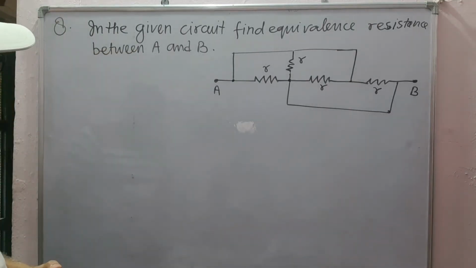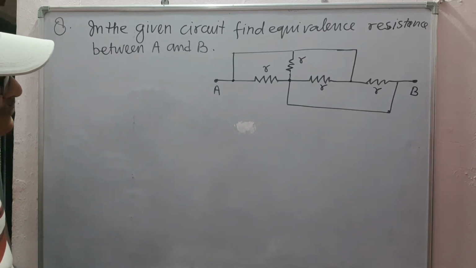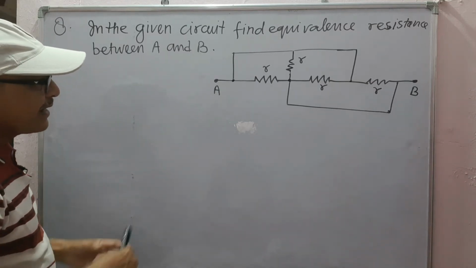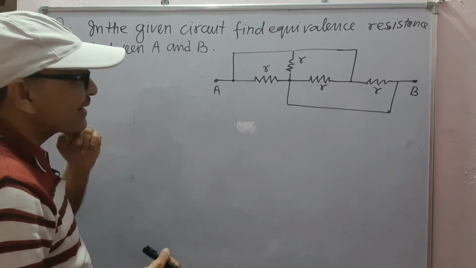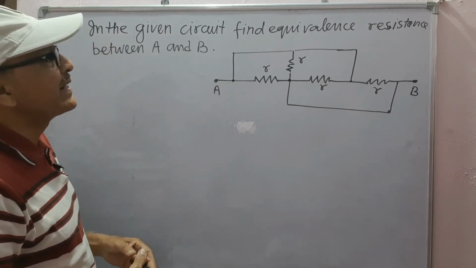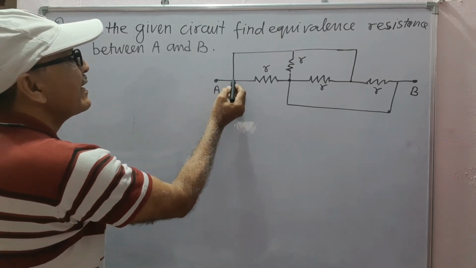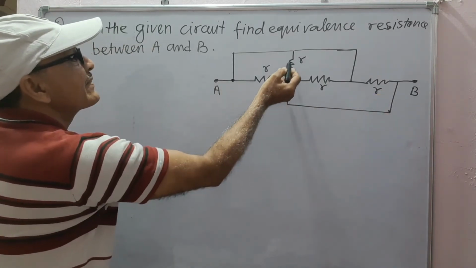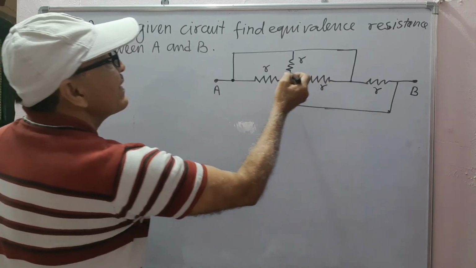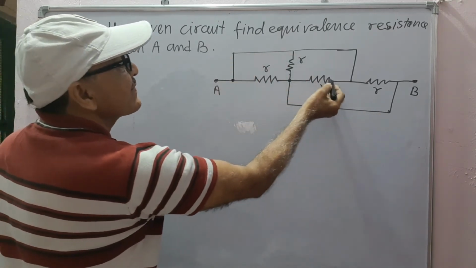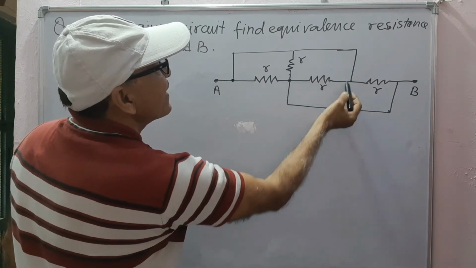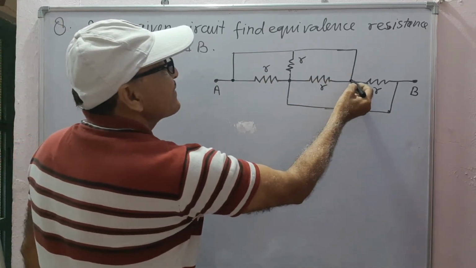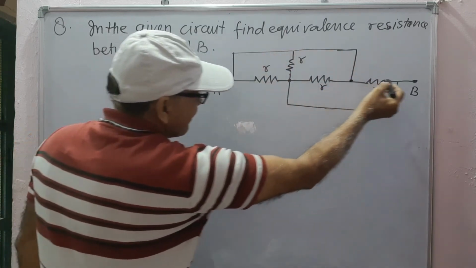Next question number 8. In the given circuit, find equivalent resistance between points A and B. This is the given circuit. Here all the 4 resistances are connected between points A and B in parallel. Here this resistance A one end, B other end. This resistance B one end, A other end. This resistance B one end, A other end, and this resistance A one end, B other end.